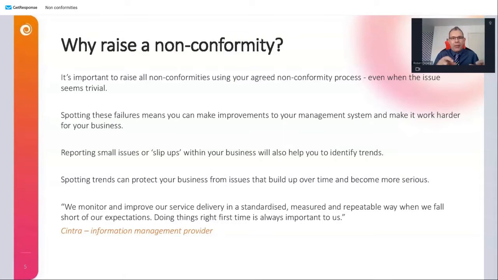So essentially that little thing can actually compound itself over a period of time, and before you know it, you've got an ant infestation. So the purpose of non-conformances is not just to get rid of ant infestations, it's to deal with the things at root cause.